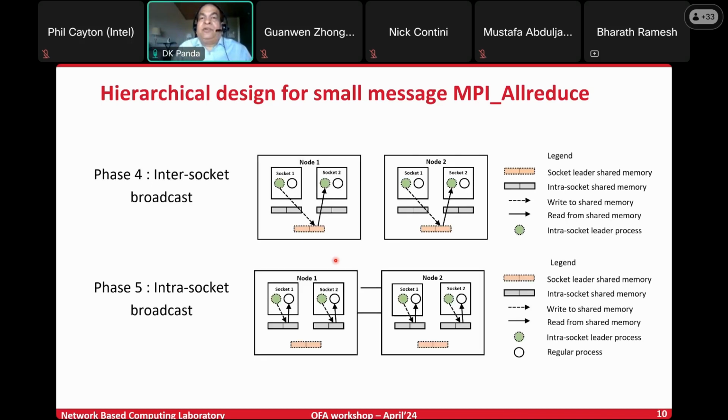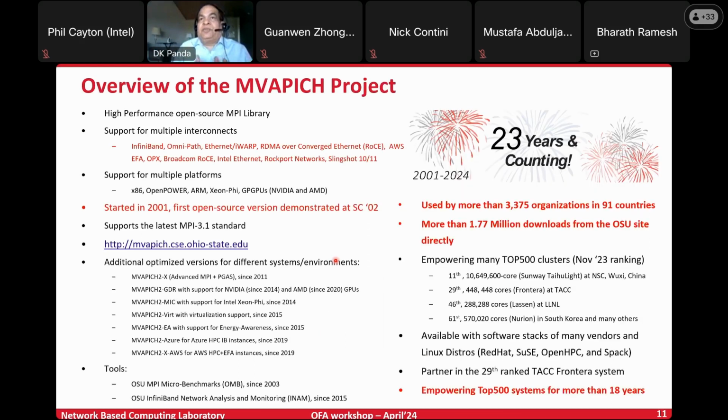We need to do the reverse in phases 4 and 5. We have done the reduction, so now we need to do the completely reverse order. Phase 4 is the inter-socket broadcast, and phase 5 is the intra-socket broadcast. After these 5 phases, we have done the MPI allreduce across all the cores. Next slide: how do we see the performance?